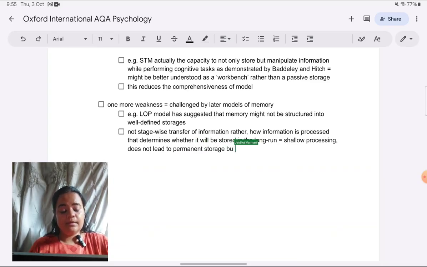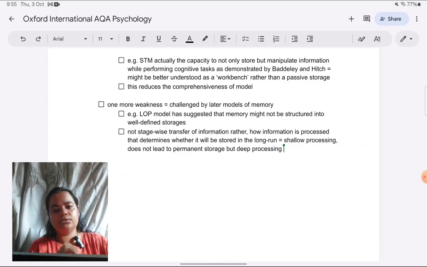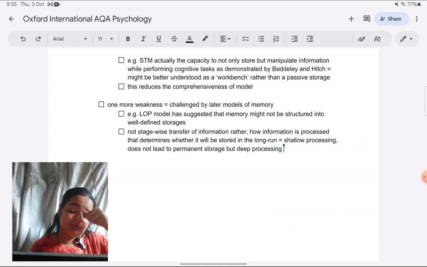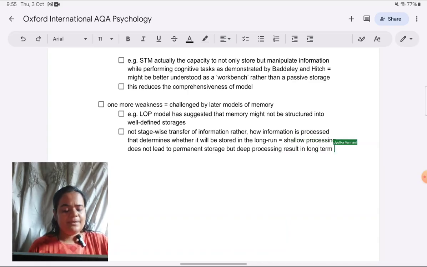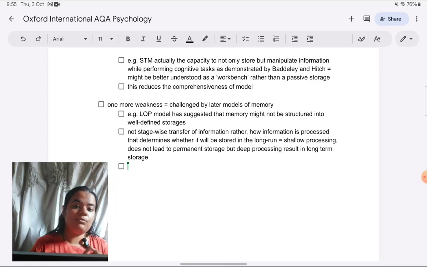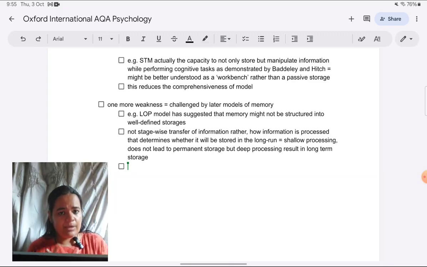But deep processing of information, like in the form of meaning of information, if that is understood rather than just seeing the structure of words or just rhyming words with others, like parrot learning type. So if information is understood semantically or deeply, it does result in long-term storage. So some other models seem to be better able to account for memory. Maybe they are better accounts of how memory works. They're able to explain more accurately as compared to the MSM. So this could reduce the validity of the model.